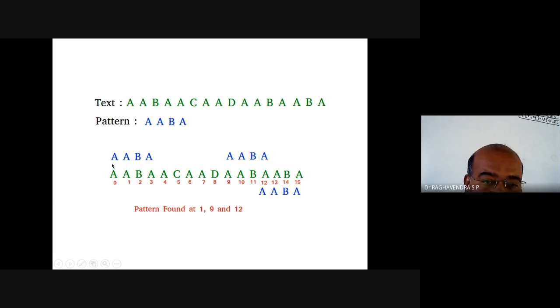So how will this be compared? If you consider the green letters, the green letters are the text, and the blue letters are the pattern. So there is a match here. There is a match here. So the pattern matches at 0. So this is 0, this is 0, and this is 9, and this is 12.